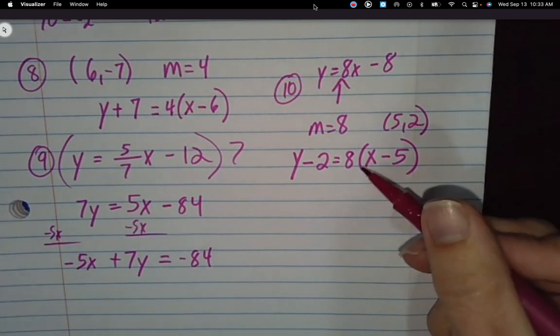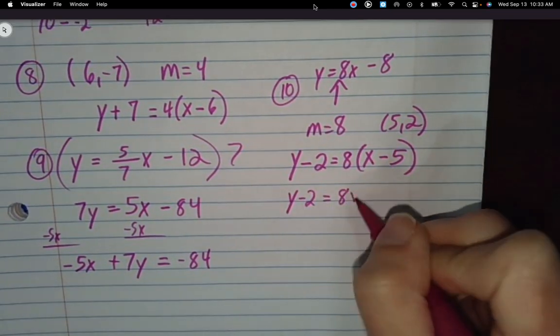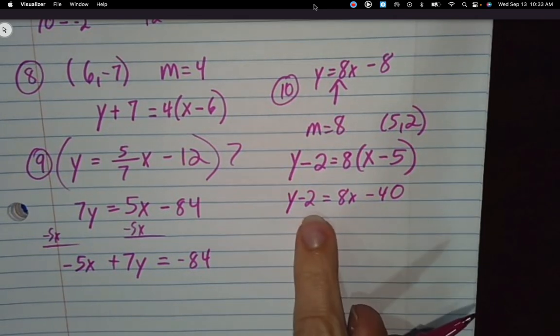So what do we do with the 8? Distribute it. So we get 8x minus 40. Almost done. There's one thing. They have the y by itself in their answer choices. So what do I do with that minus 2?